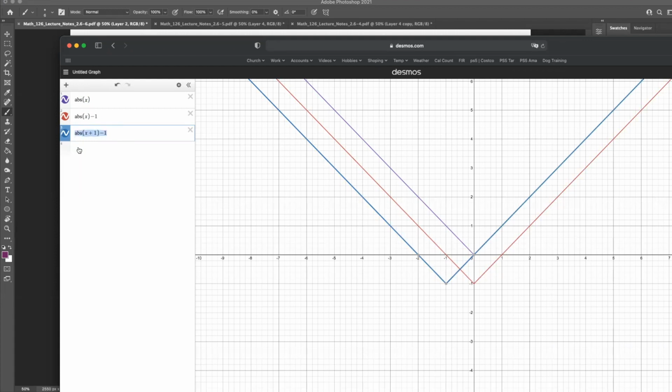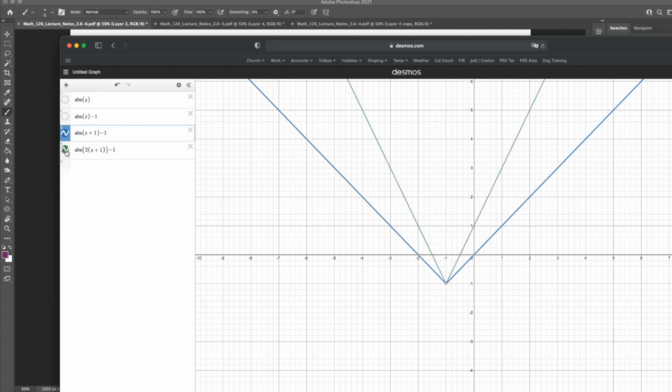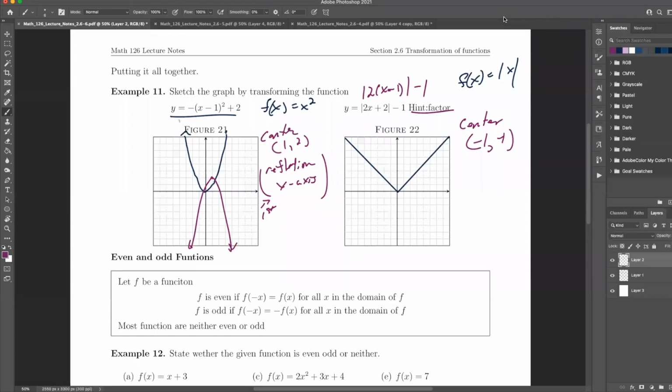And the very last thing we're going to do to it is we're going to take this and multiply all the inside by 2. And so it makes it. So here, let me show you step by step what we did. We're going to take the absolute value, move it down by 1, then move it to the left by 1, and then we're going to shrink it by a factor of 2 horizontally, which is the same thing as stretching it by a factor of 2, because you could easily pull the 2 out of the absolute value, so it ends up being the same, and that's what we get here. So let's go ahead and draw that in.